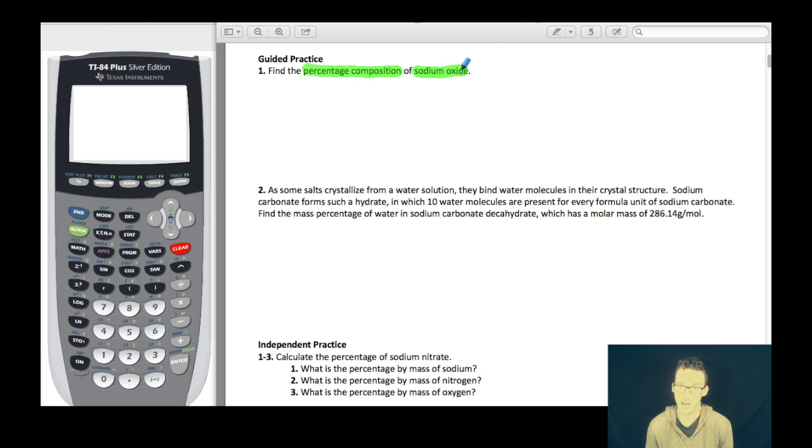Okay, so I'm already going to fail this question if I don't know how to do my nomenclature, which is why it's so important to never forget your nomenclature. So before I can begin this problem, I need to know what the heck is the formula for sodium oxide.